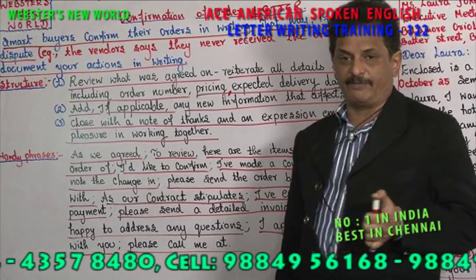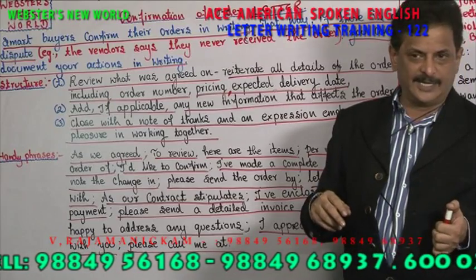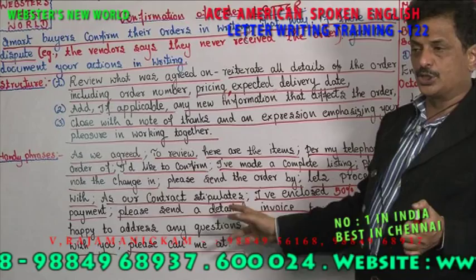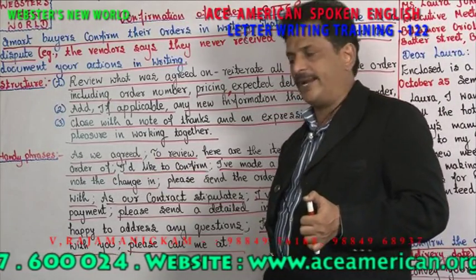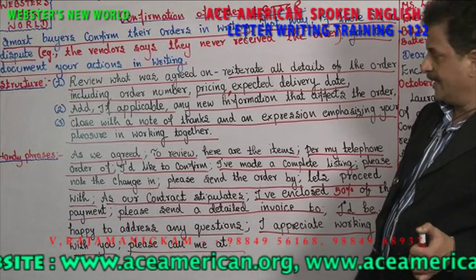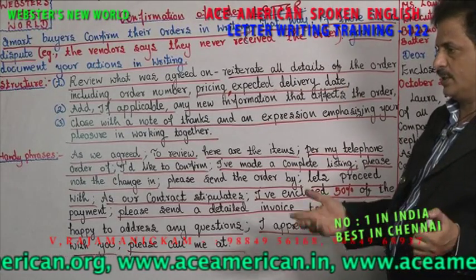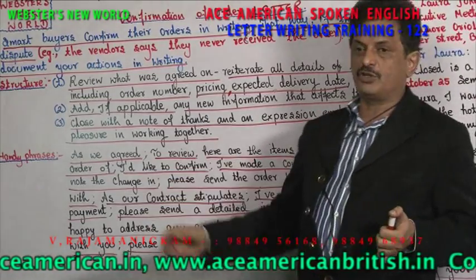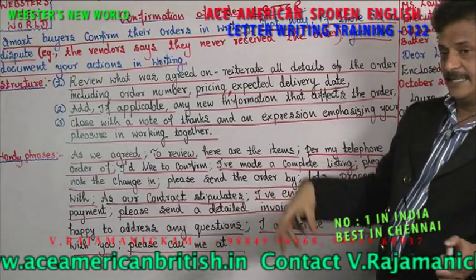Now the handy phrases, the phrases in the confirmation of order letter. Whenever you order, you make it as a confirmation, and these are the words and phrases. "As we agreed" is one phrase. "To review": to once again state what we have agreed upon. "Here are the items": what are you going to supply for me? Sugar or rice or furniture, whatever it is. "Per my telephone order of": I have spoken to you on the telephone, so according to the telephone order, I am writing this letter.